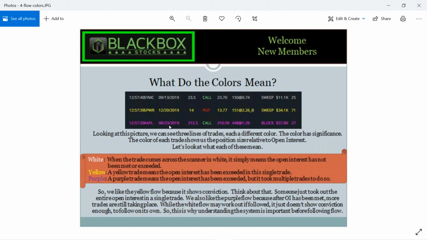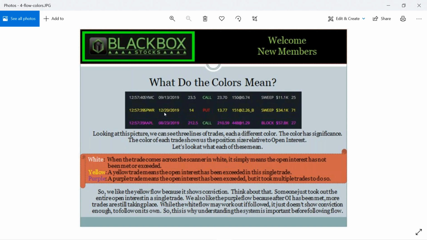When it's purple like this, that's telling me the volume on this contract today has exceeded the open interest. When it's yellow, that means one single trade by itself was big enough to exceed the open interest. And why do we care? Think about it logically. You're going to hear me say that a lot, because a lot of what's missing from trading in general, but especially flow trading, is that common sense, critical thinking component.